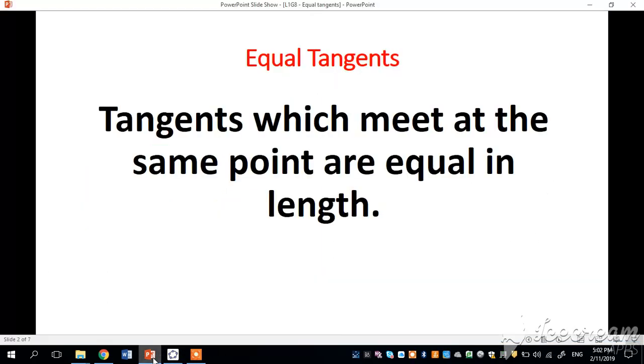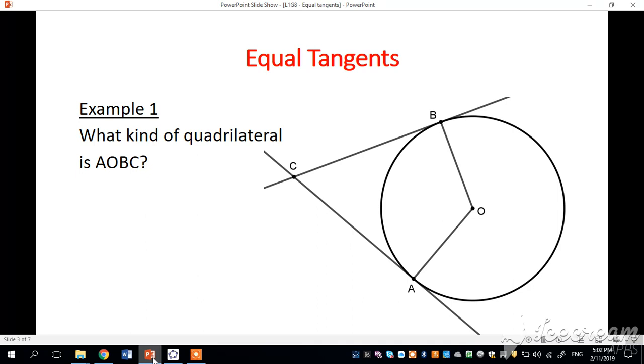All right, well, let's go back and do a quick example to finish off this video. So, example 1, what kind of quadrilateral is the shape AOBC? AOBC is a quadrilateral with four sides, and we've got to determine what kind of quadrilateral it is. Well, the first thing to realize is length BC is equal to length AC, as we're talking in this video, and the rule we're going to say is equal tangents.